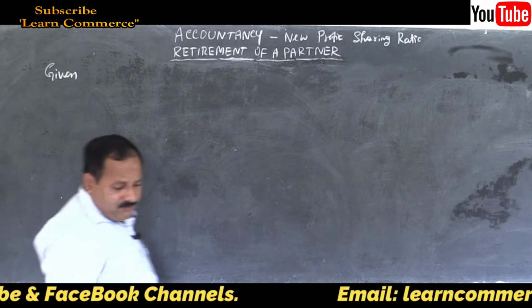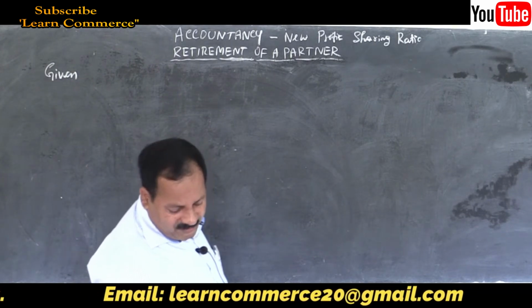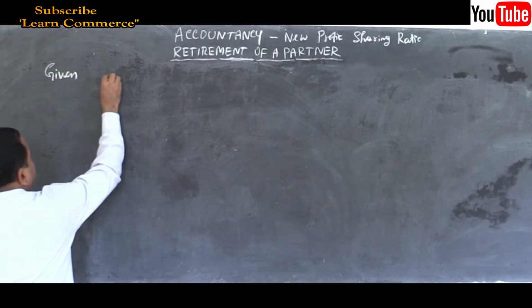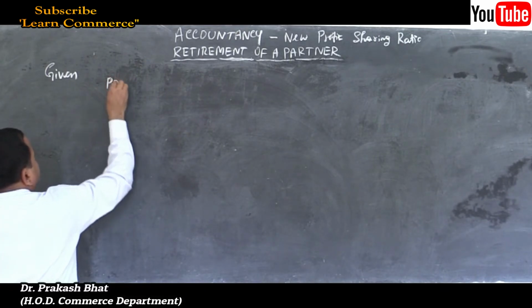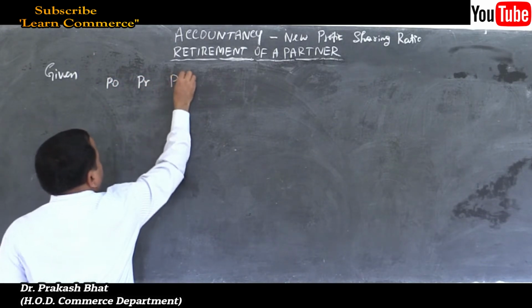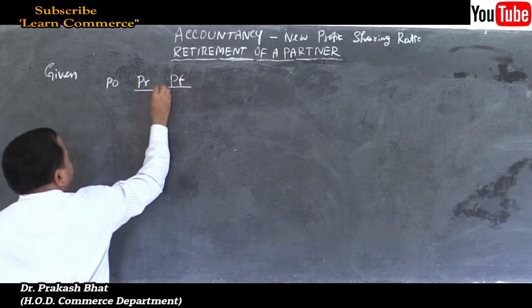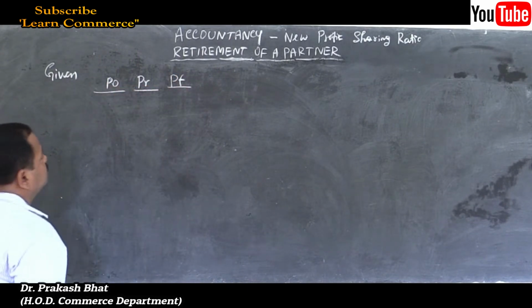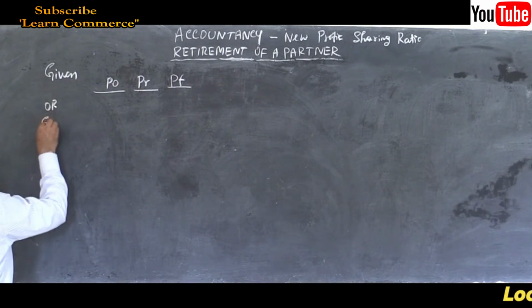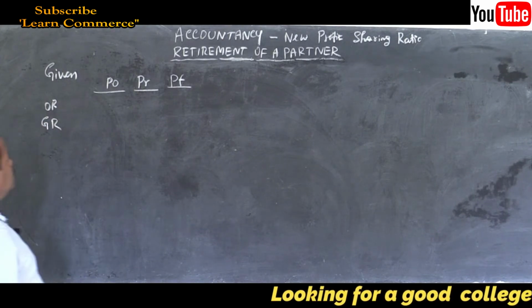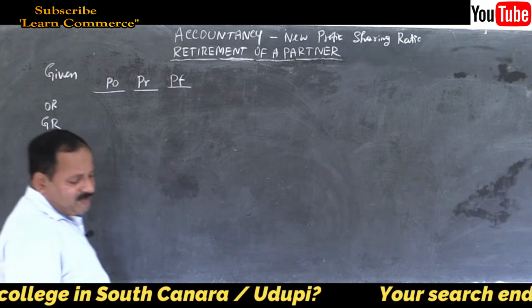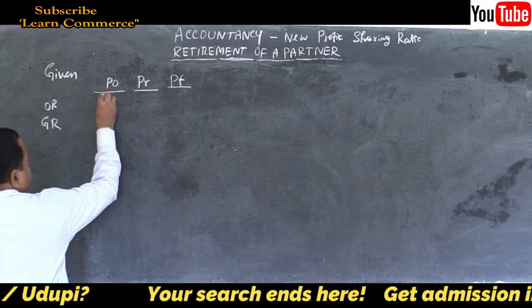Write the names of the partners, that is Pooja, Priya and Pratishtha. I will write PO Pooja, PR Priya, PT Pratishtha. So old ratio, and gain ratio is not given in the problem. We are supposed to calculate. Old ratio is given, that is 3:2:1, 3 by 6, 2 by 6 and 1 by 6.